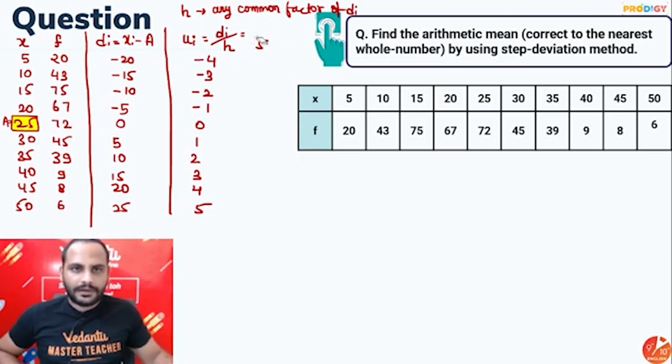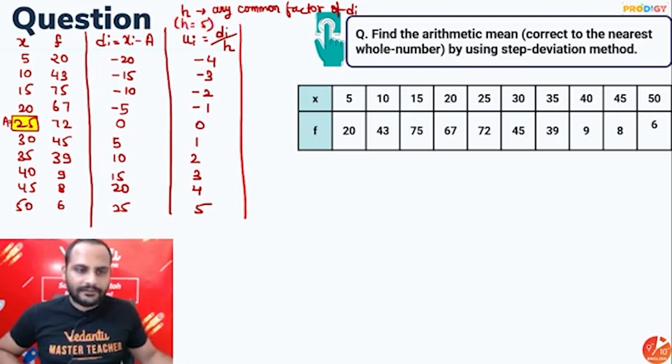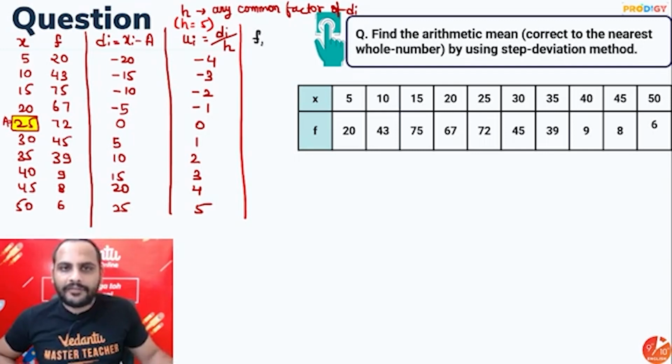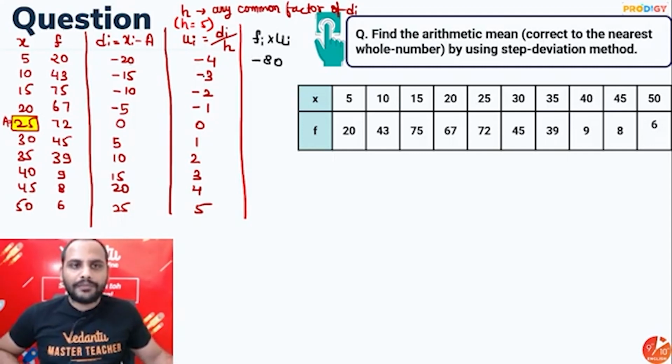Here you have divided by 5. I'll just write it over here so that I can get the space. Here I have taken h equal to 5, any common value. Now in the last column I will be finding out fi into ui. So 20 into minus 4 is minus 80. 43 into minus 3 will be equal to what? 3 3s are 9 and 4 3s are 12, minus 129. 75 into minus 2 is minus 150. 67 into minus 1 is minus 67. 72 into 0 is 0.